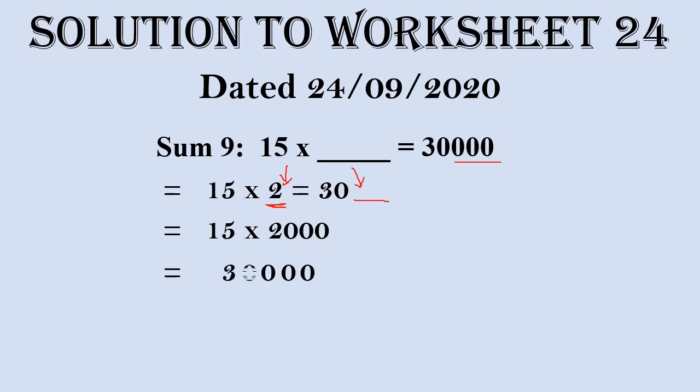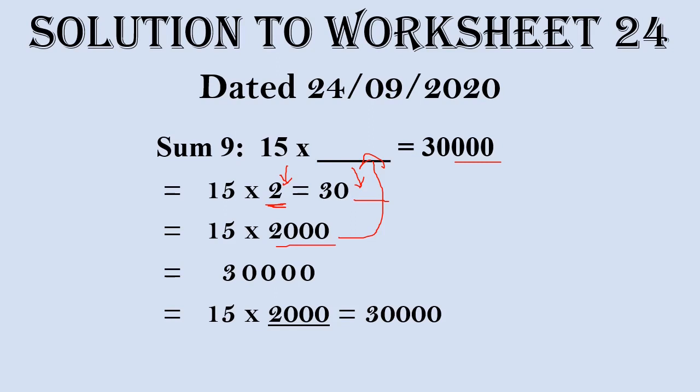15 twos are 30. So the number that I require here, the number that is going to come in the final answer, is 2000. Now if we check, there's 3 zeros, that's 3 zeros, and 15 multiplied by 2 is 30. So my answer is 2000 in the blank space.